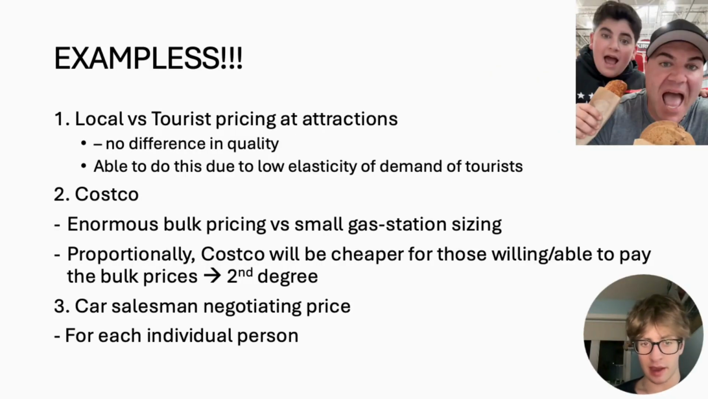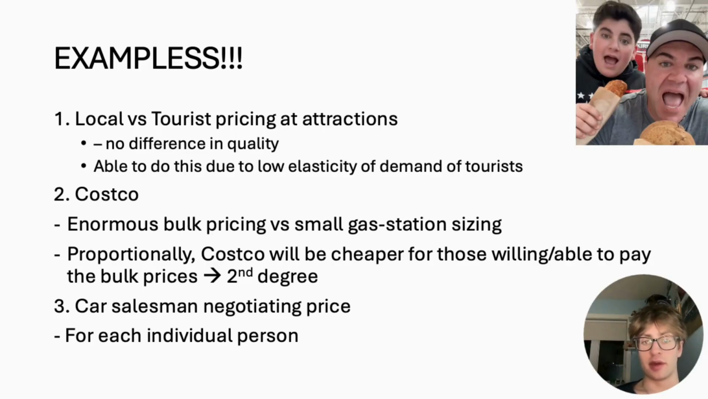So firstly, a third-degree price discrimination example. We have local versus tourist pricing at attractions. Tourist pricing is obviously going to be a lot more expensive than local pricing because people have a low elasticity of demand, so they're way more willing to pay more prices. Versus locals, they can just go do something else, as it's their town. They know what they want to do.